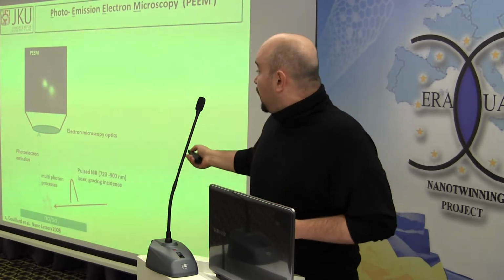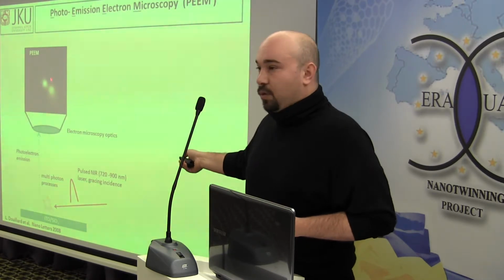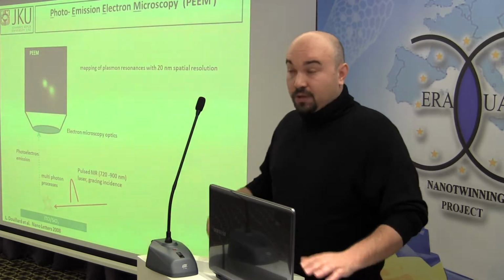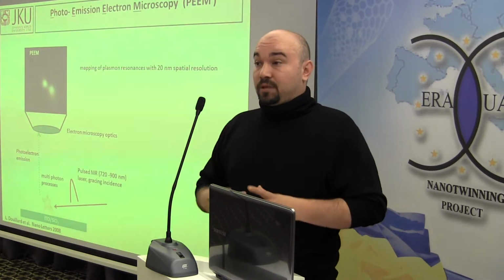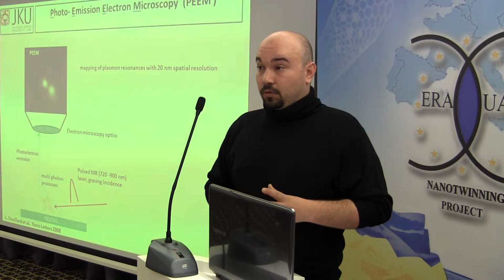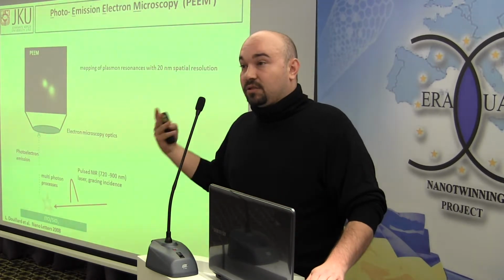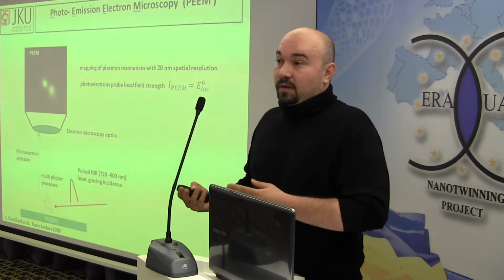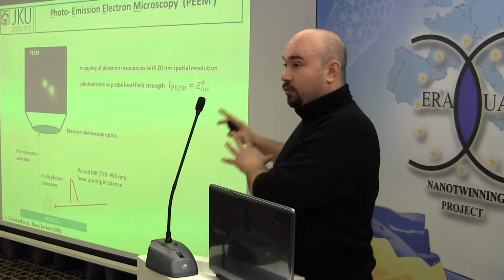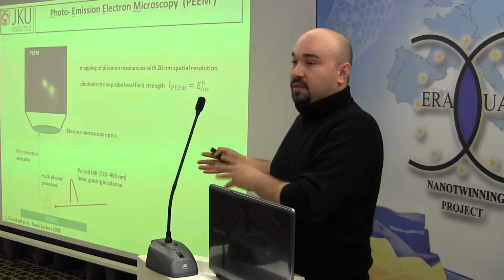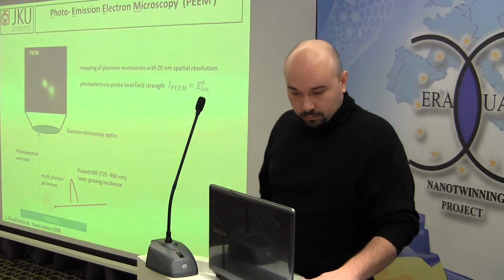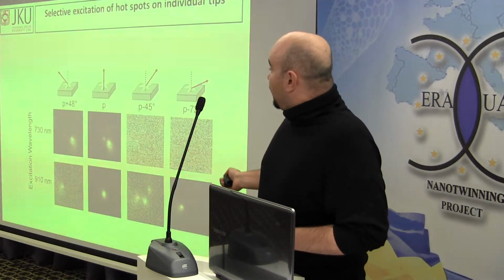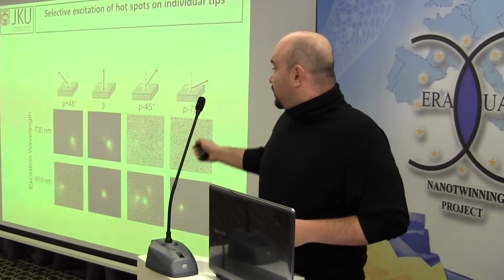20 nanometers, and the white spots are the location of high field enhancement. So in principle, we now have a possibility to map the plasmon resonances with 20 nanometer resolution, and also get the strength of the hotspots by the approximation of the local field. So our electron yield is proportional to the local electric field to the power of 6, since we have a 3-photon process.